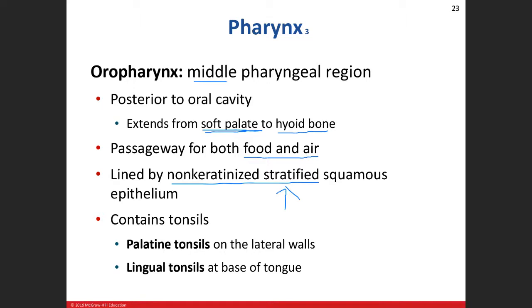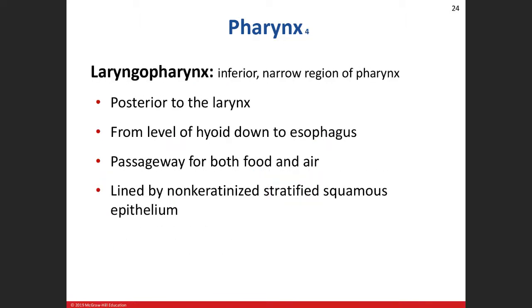We're going to see two sets of tonsils: palatine tonsils, on the lateral portions of this cavity, and the lingual tonsils, on either side of the tongue. Palatine and lingual tonsils are both found in the oral pharynx. Finally, the last portion is the laryngeal pharynx, from the hyoid bone all the way down to the opening of the esophagus. Again, food, liquid, and air move through that passageway, so we line it with non-keratinized stratified squamous epithelium to handle the mechanical stressors.